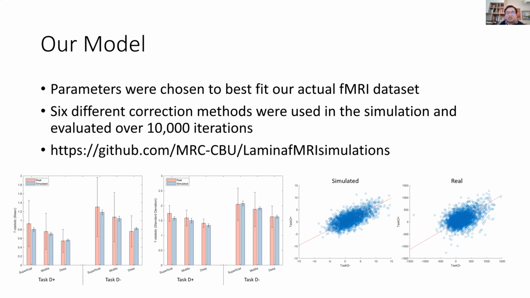We validated 6 different correction methods in our simulation, and each method was iterated over 10,000 times to generate an average result. And if you're interested in our code or the actual simulation results, our GitHub page is linked here.